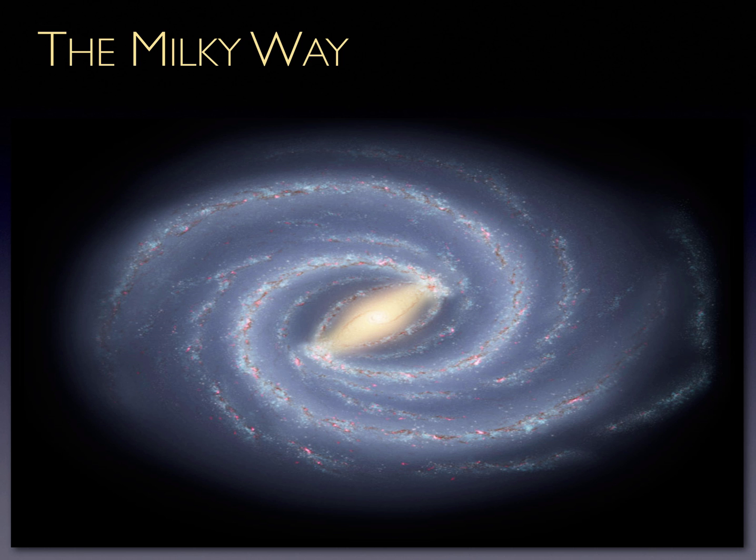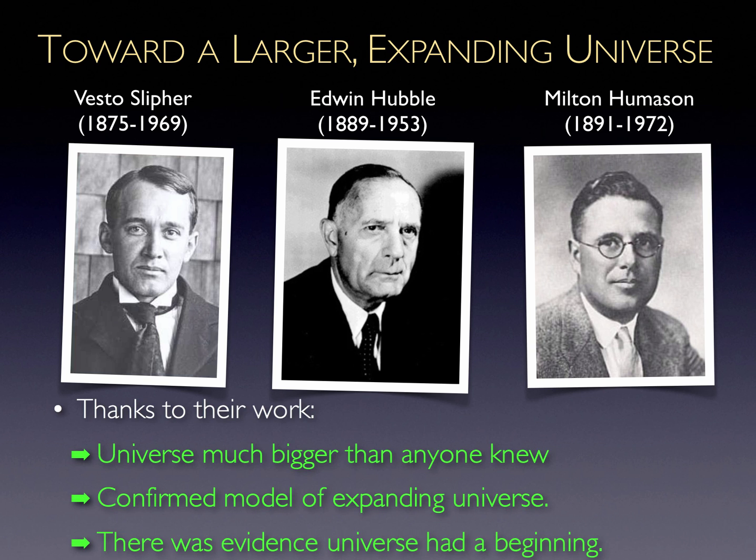Beginning in 1912, Vesto Slipher, an American astronomer, had measured nebulae with strangely redshifted spectra. In the early 1920s, Edwin Hubble and Milton Mason measured the distances to many of these nebulae, e.g. the Andromeda Nebula, and showed that these nebulae were much farther than previously thought. They were actually entire galaxies.